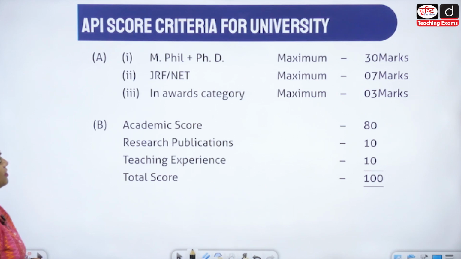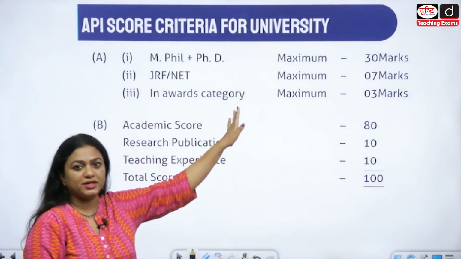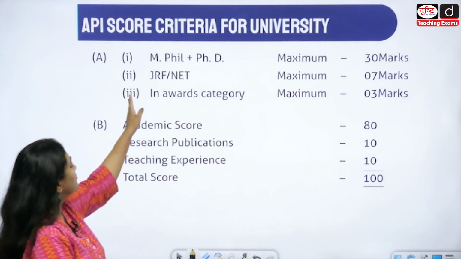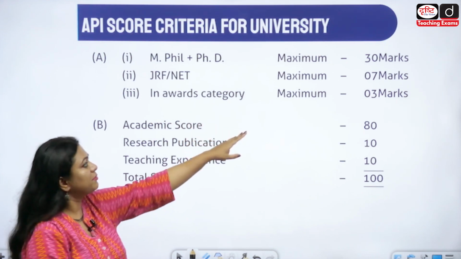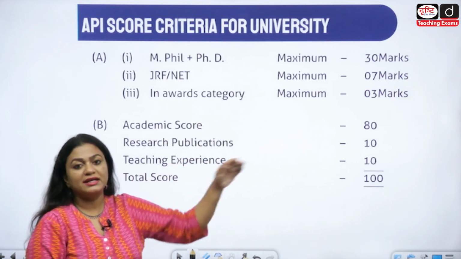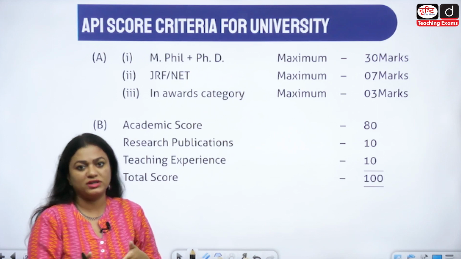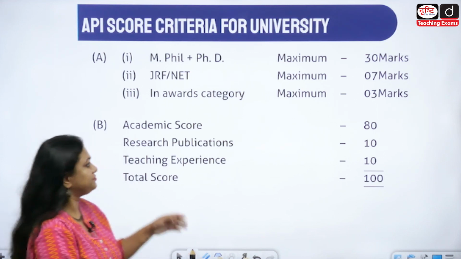Now we will see the breakup of the score. Those with M.Phil and Ph.D, the maximum marks they can earn is 30. For those having JRF or NET, maximum marks 7. In the awards category, maximum marks 3. Let's say someone has got both state awards and national awards, the maximum marks you can get from that category is 3 marks only.